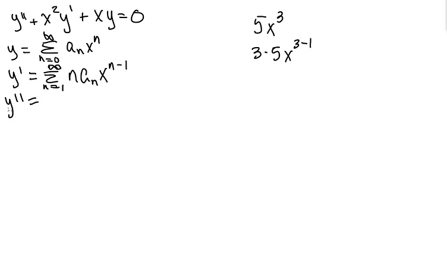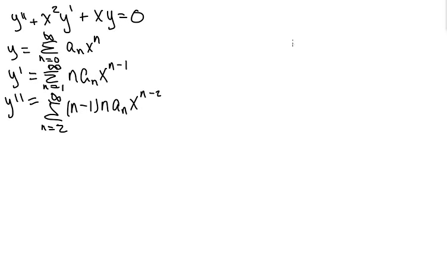Okay, so now let's take a derivative again. So we're going to bring n minus 1 to the front, n minus 1 to the front, times n, a sub n, x to the n minus 2. Okay, so that's our first step, just writing that all out. Step 2.